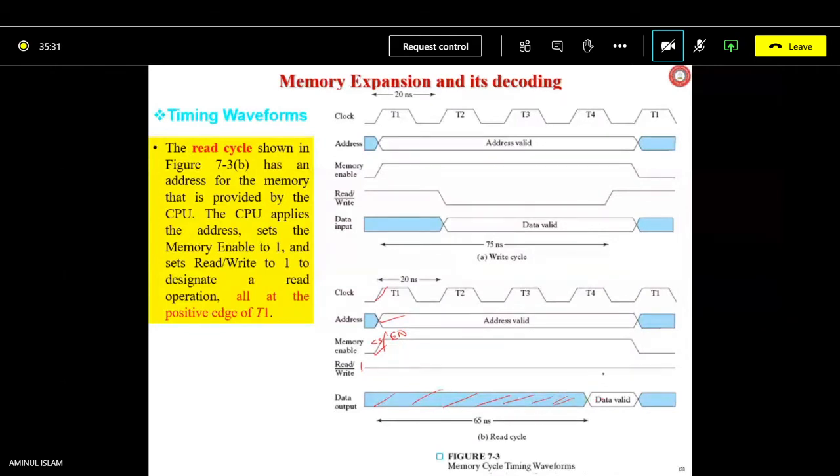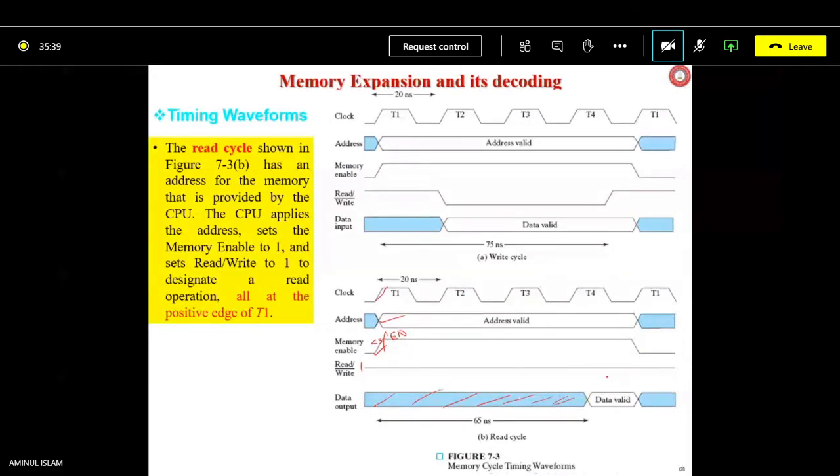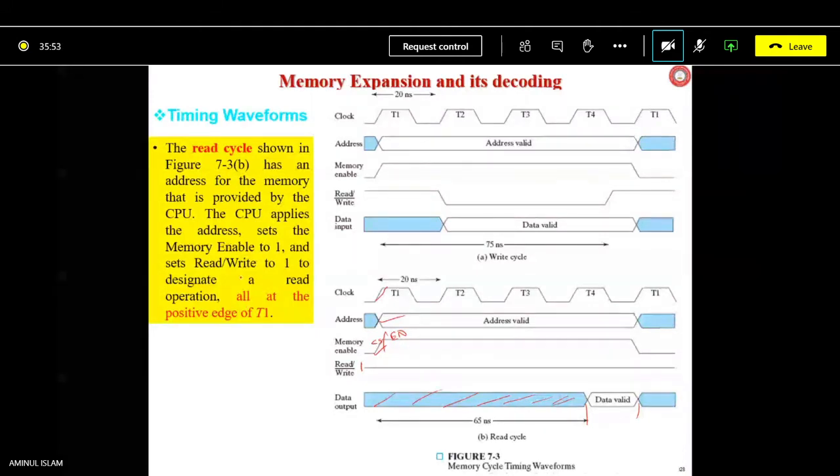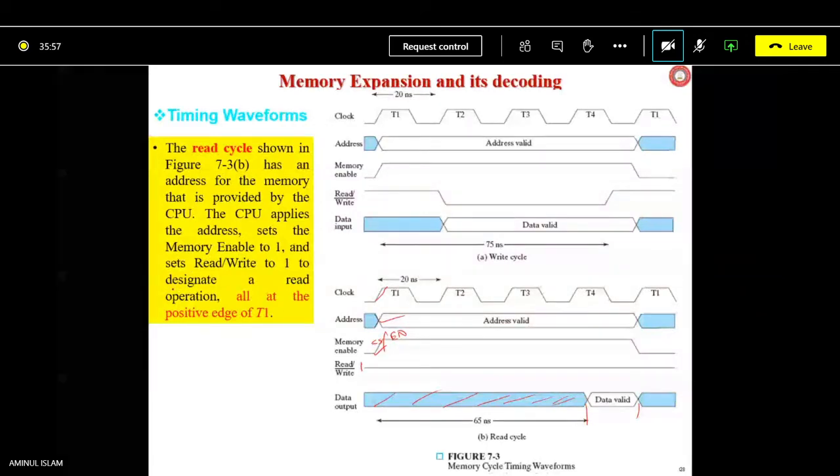Data will be valid after a delay, when the memory outputs the content on the bus through the output buffer. It will now be valid, and the processor will be taking this data into itself, into its register actually, like accumulator, B register, C register, etc.